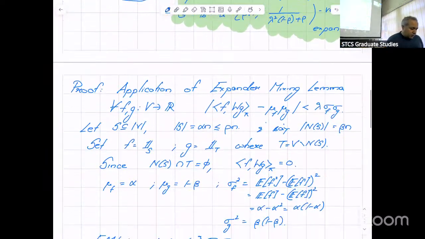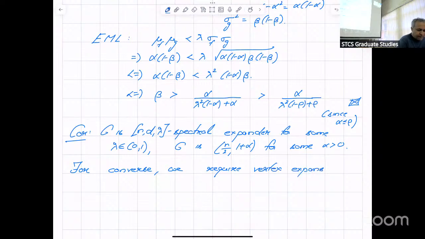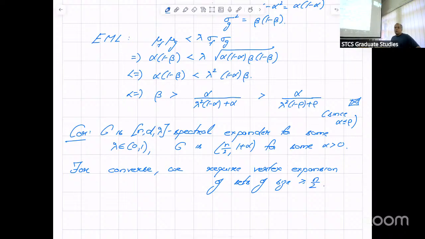And the converse is also true. We won't prove the converse. For the converse, we require vertex expansion of sets of size up to n by 2. Even both these things somehow should have followed from Cheeger. Both directions will follow from Cheeger.